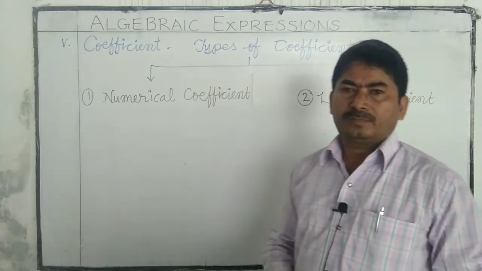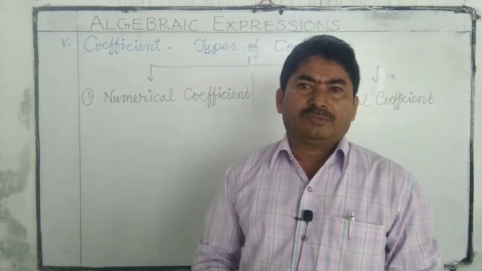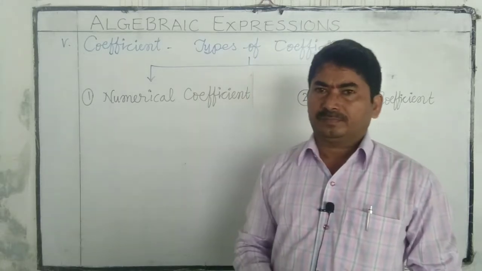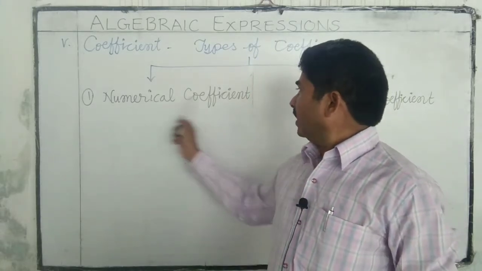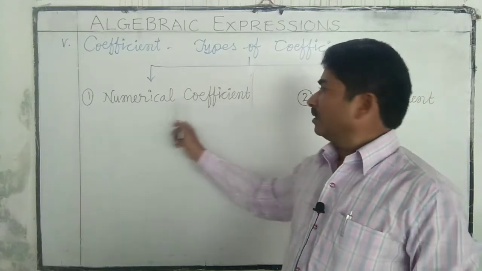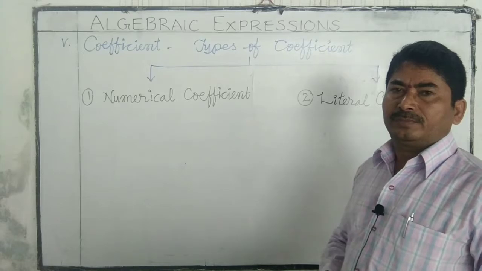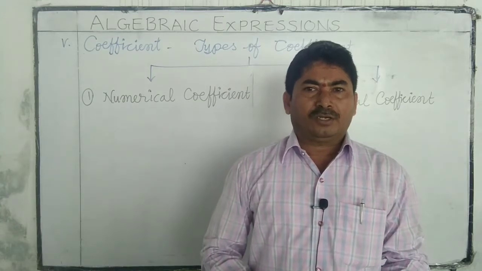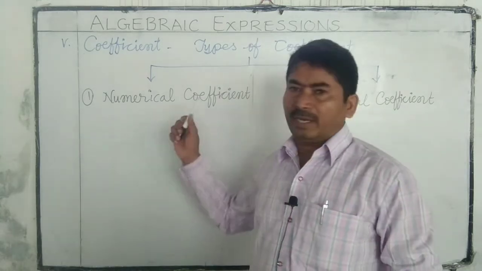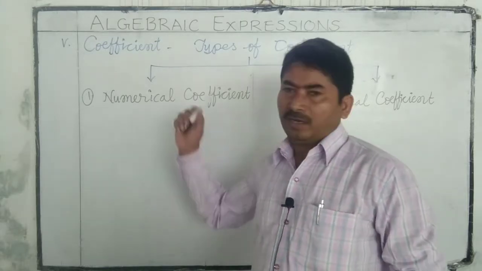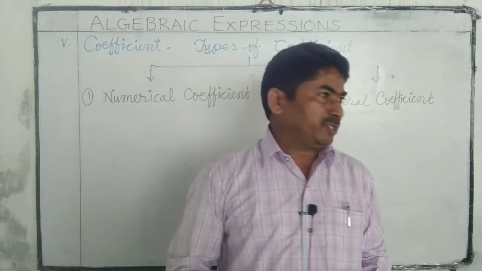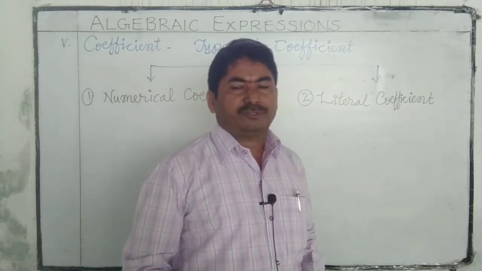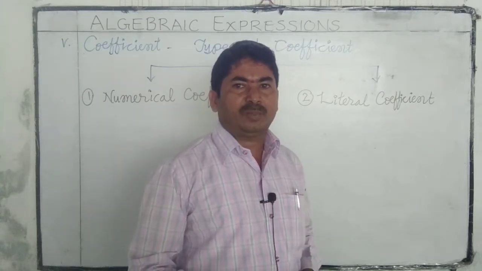Types of coefficient. How many types of coefficients? There are two types of coefficients. They are numerical coefficient is first one. Second one, literal coefficient. What is a numerical coefficient? If the coefficient of a term is number, then it is called numerical coefficient. If the coefficient of a term is literal, then it is called literal coefficient. Let us observe an example to understand this.